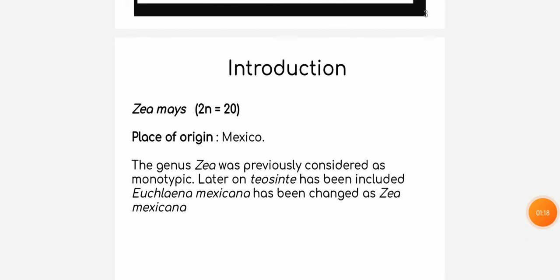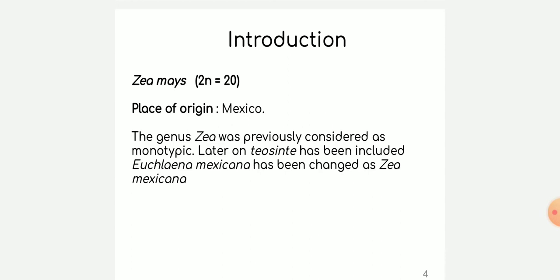The introduction. The botanical name of maize is Zea mays. Chromosome number is 2n = 20. The place of origin is Mexico. The genus Zea was previously considered monotypic. Later on, teosinte has been included. Euchlaena mexicana has been changed to Zea mexicana.